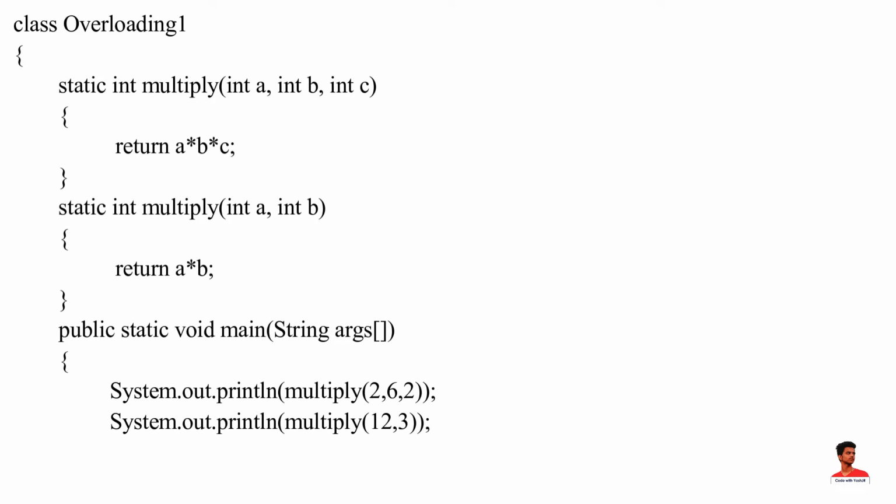In this example, we have created two methods. The first multiply method performs multiplication of 3 numbers, and the second multiply method performs multiplication of 2 numbers.